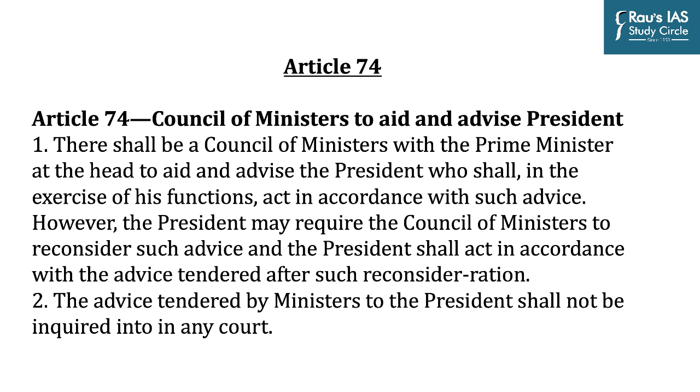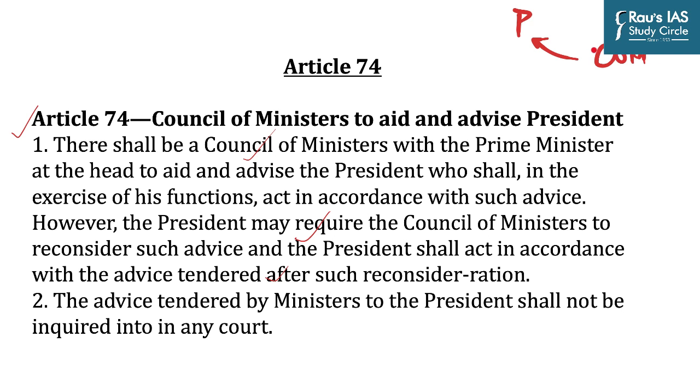So let us now quickly deal with and understand the provisions. Article 74 first creates the Council of Ministers to aid and advise the President. There shall be a Council of Ministers with the Prime Minister at the head to aid and advise the President, who shall, in the exercise of his functions, act in accordance with such advice. However, the President may require the Council of Ministers to reconsider such advice, and the President shall act in accordance with the advice tendered after such reconsideration. So there is an office of President who is the head of the state and head of the executive. To help him or her function, there is a Council of Ministers which is headed by the Prime Minister.